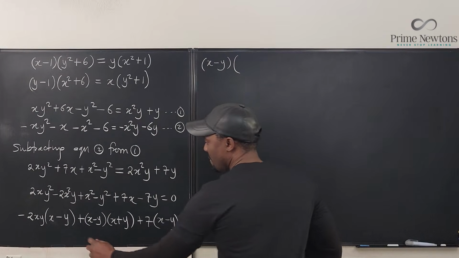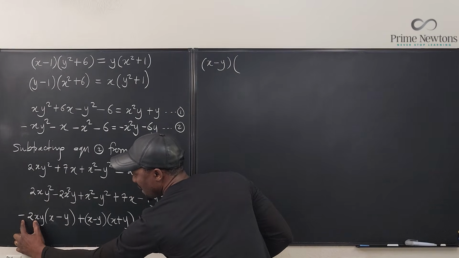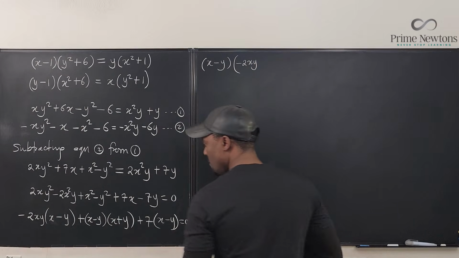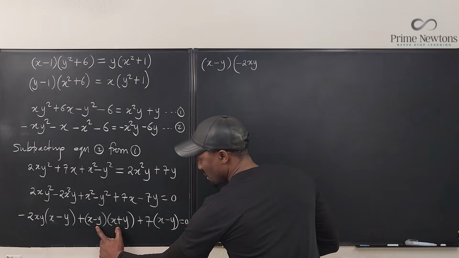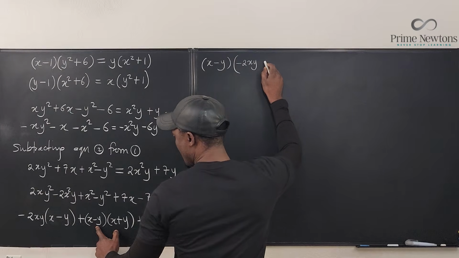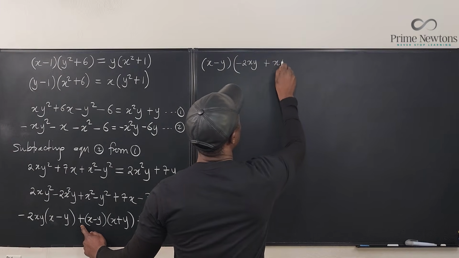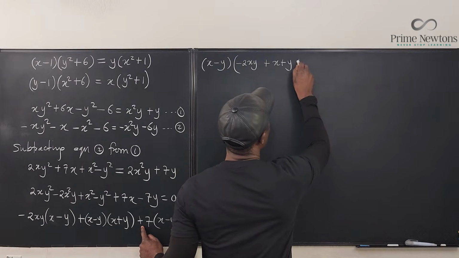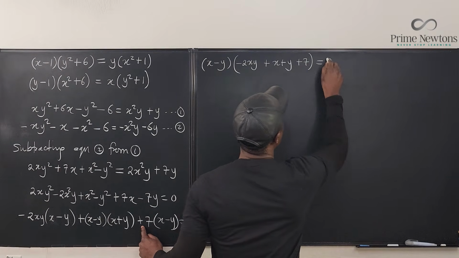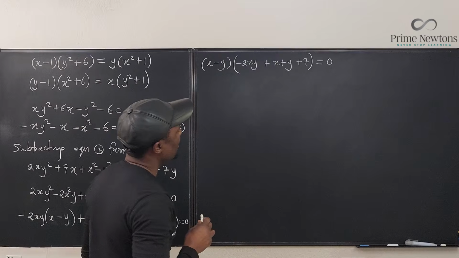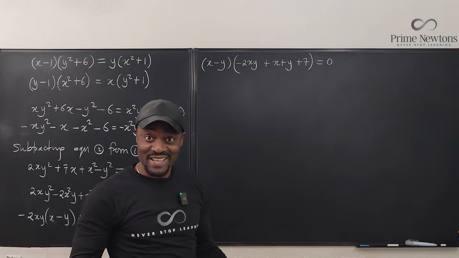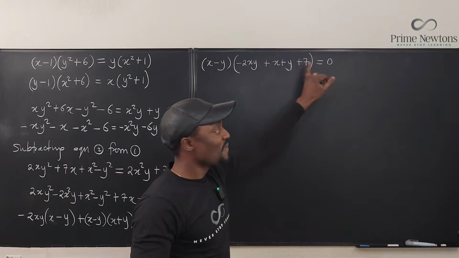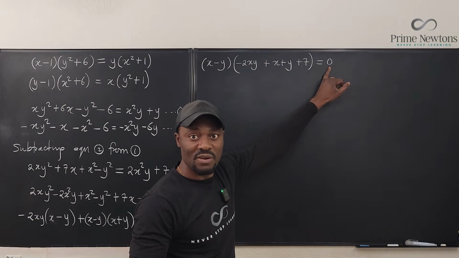Now what is left? If you take out x minus y, you have negative 2xy left here. If you take out x minus y from here, you have x plus y remaining, and that's going to be plus x plus y. If you take out x minus y, you have plus 7. Equals 0. So look, we found a key. This is equal to 0, or this is equal to 0.